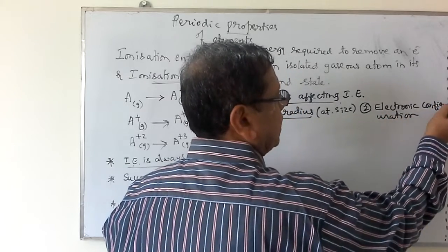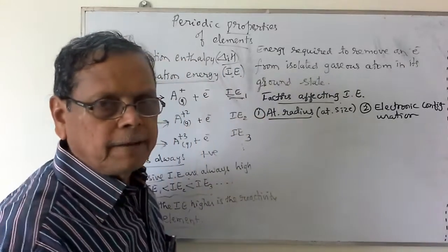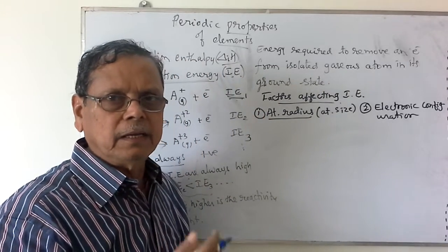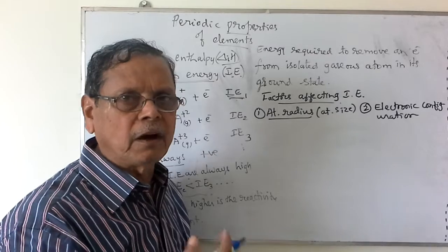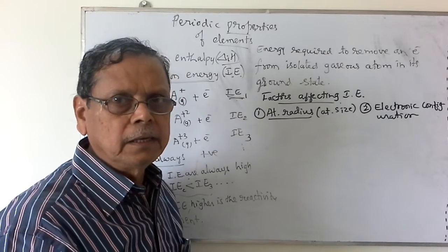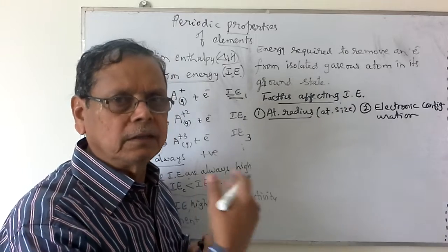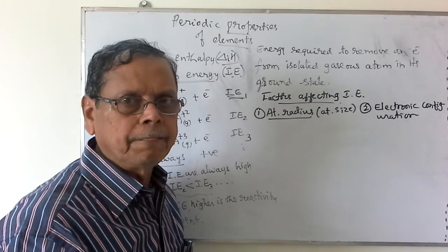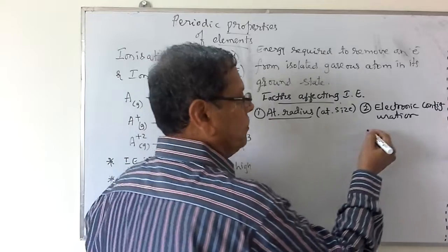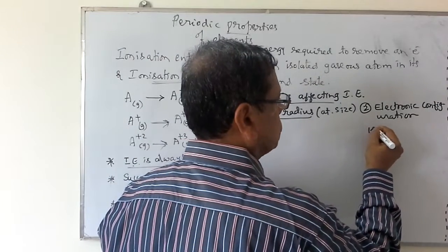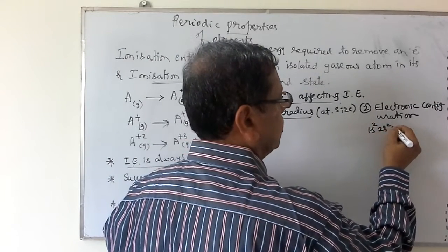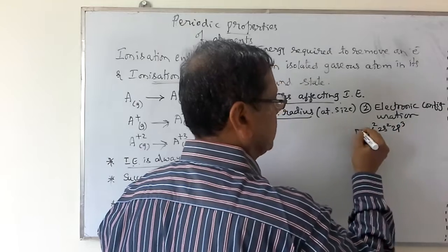It depends on the electronic configuration. That means, if an element has a stable configuration with half-filled or completely filled orbitals, it will have a higher ionization energy as compared to the other elements. For example, consider 1s2, 2s2, 2p3 for the nitrogen atom.